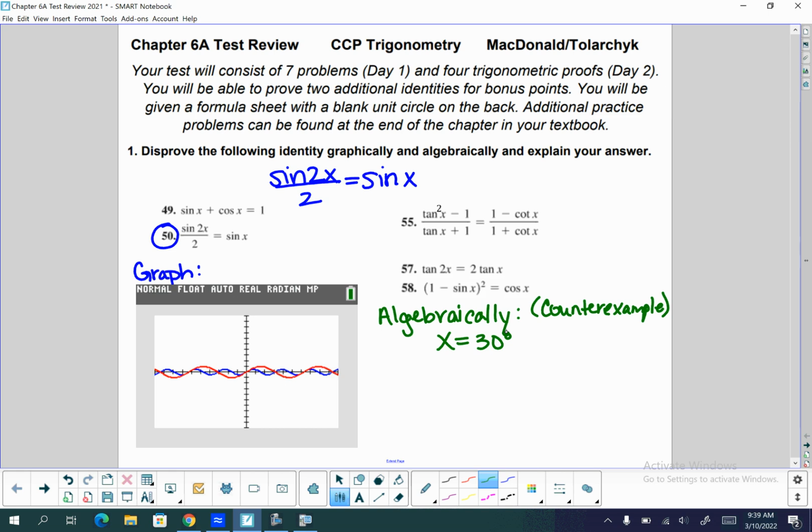Okay, so let's say I plug 30 degrees in. On the left, it would be sine of 2 times 30 over 2. And on the right, it would just be sine 30. Okay, so from your unit circle, what's the sine of 30?